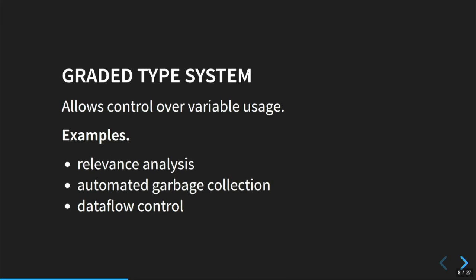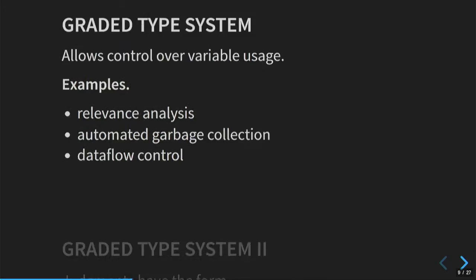So let's look at the graded type system. We can control variable usage, and I just wanted to give some examples of what we can actually control with this. So we can do relevance analysis like we saw before, so we can check whether these variables are actually used or not, and this allows for some optimizations. We can also do automated garbage collection, so you can assign some number of uses to a variable, and once it's used up, you automatically know it's gone, and you don't have to do any counting. And then there's also things like data flow control, where you can tag variables as high or low security, and you can ensure that high security things don't leak into low security contexts.